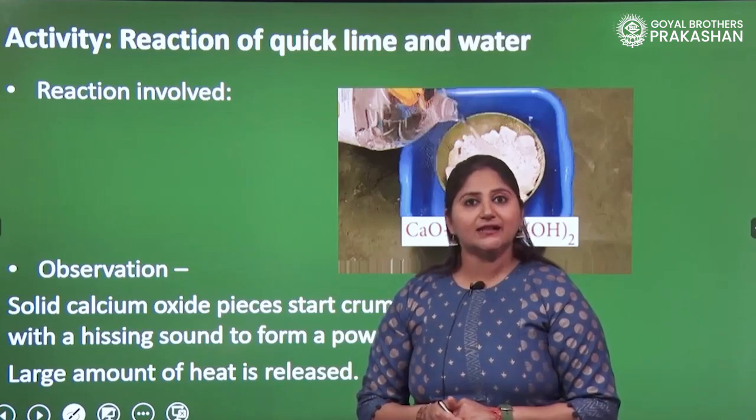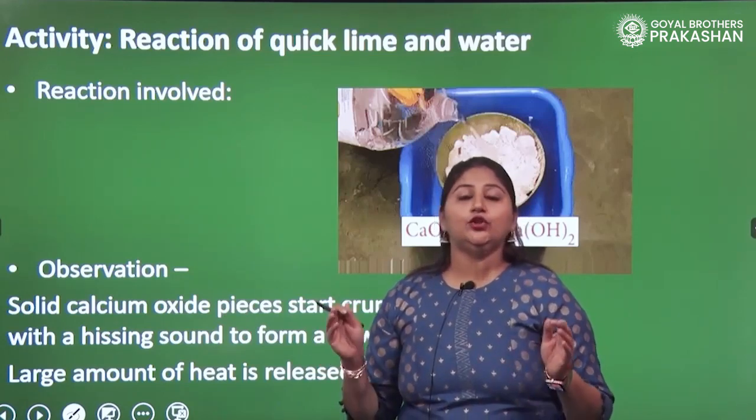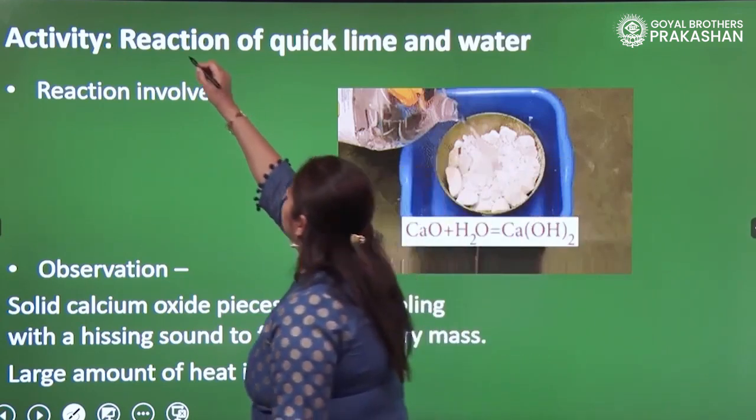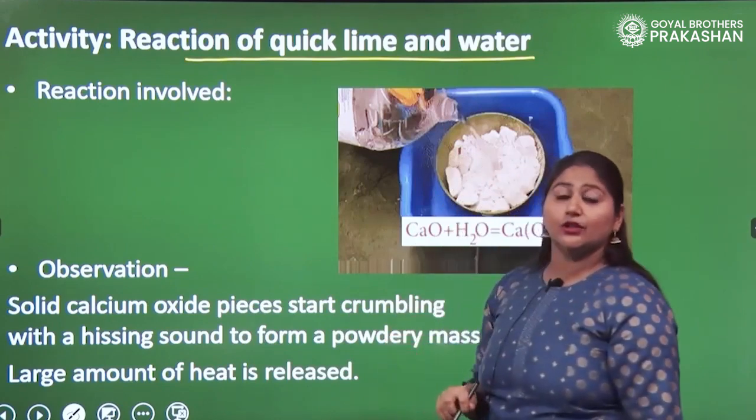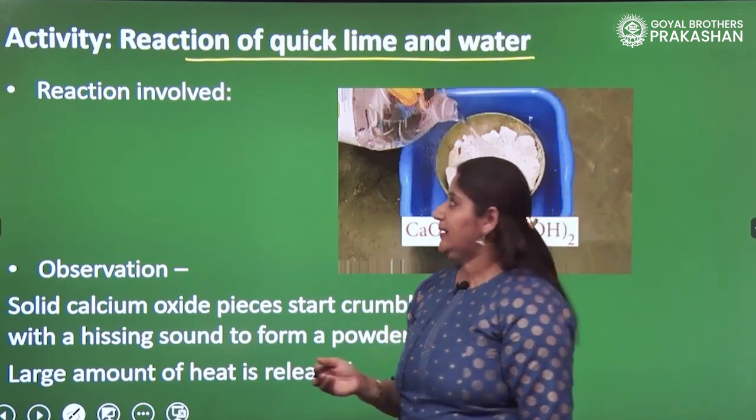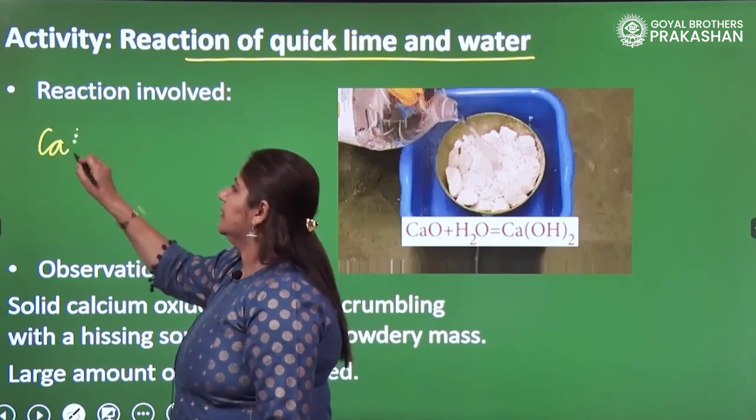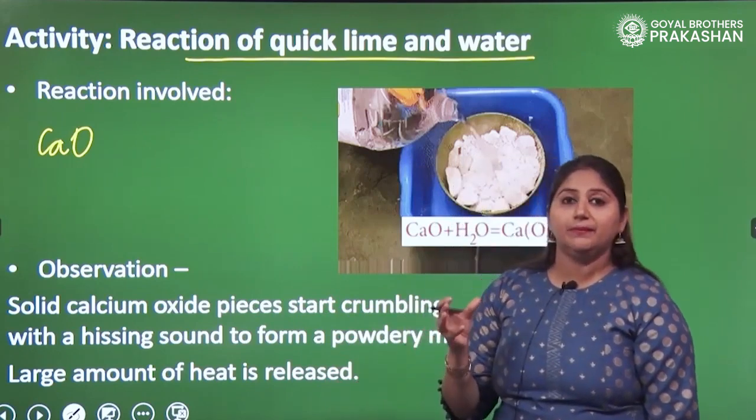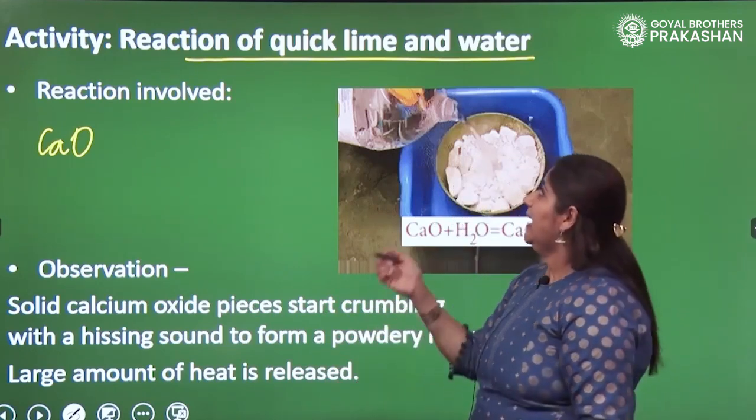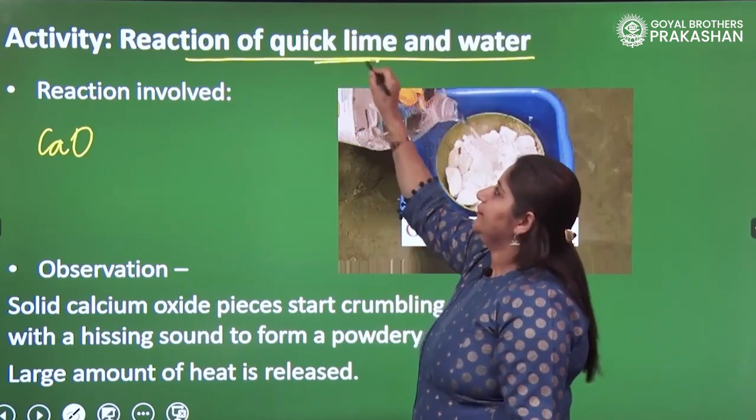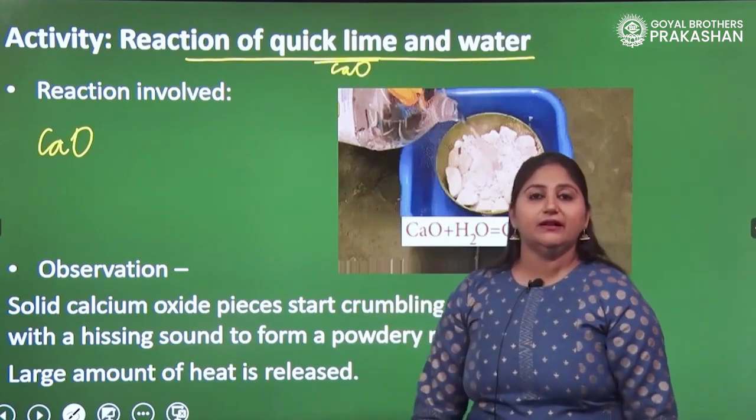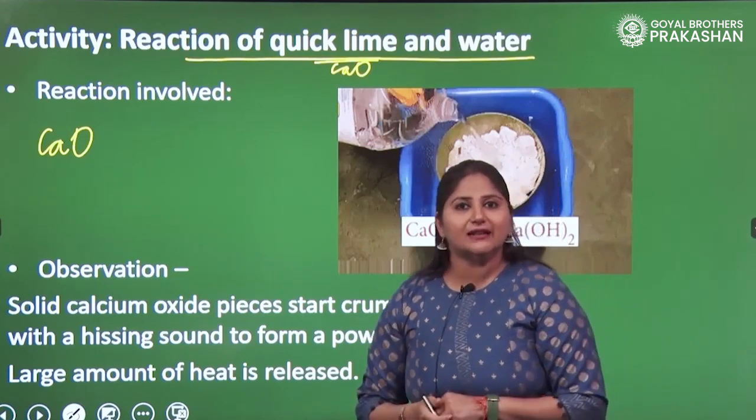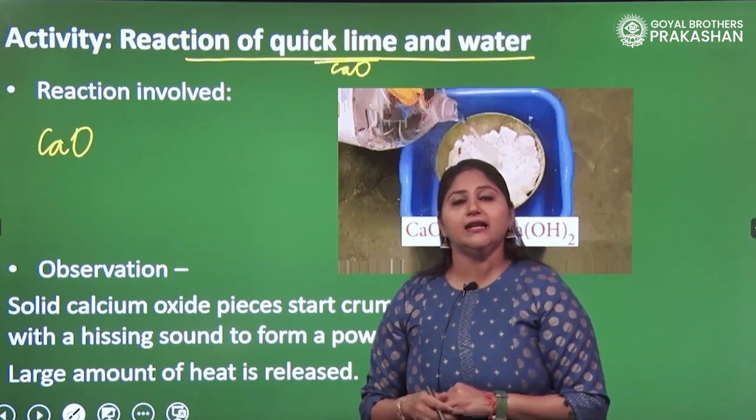Hello children, let's understand an interesting activity related to combination reaction. So, here in this activity, what are we going to do? We are reacting quicklime and water. So, the question arises, what is quicklime? Quicklime is calcium oxide. We will take a beaker, put water in it, and add quicklime, which is CaO. When they react with each other, what kind of observations actually appear? Let's understand those observations by looking at the animated video.